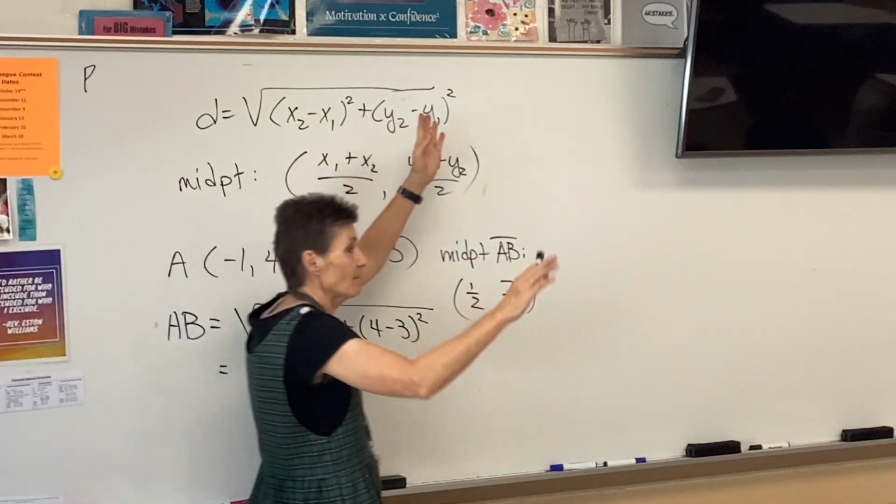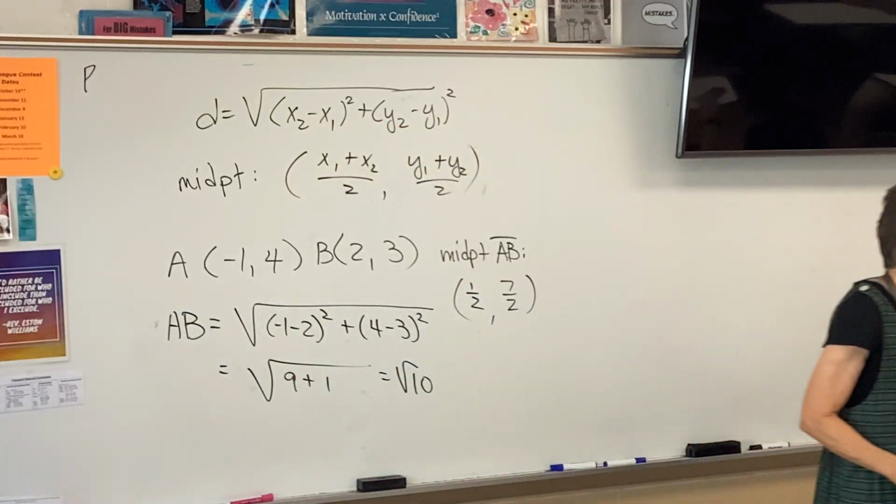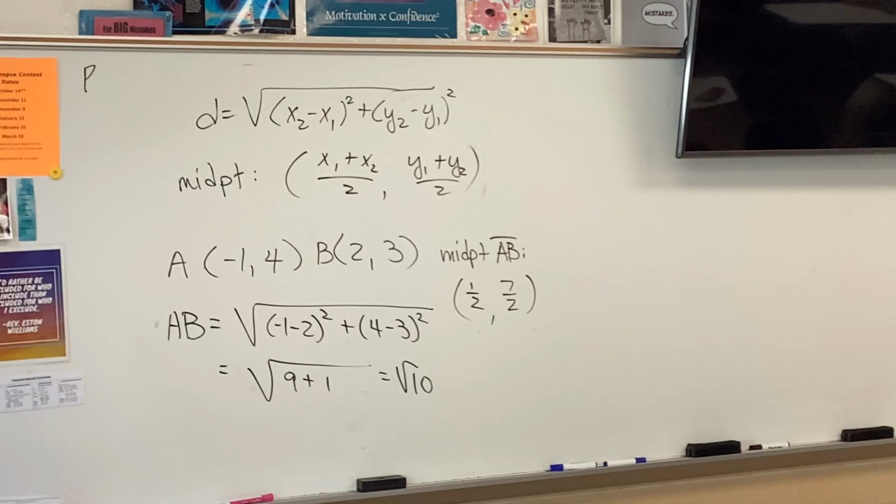Now remember, I hear some conversation out there. When you're subtracting, the order really doesn't matter because you're going to be squaring the answer. So I wrote in my formula x2 minus x1, but in my math I did x1 minus x2. It doesn't matter because when you square, the order doesn't really matter. I did it fast. I got root 10, right? And then I got 1/2, 7/2. Is that right? Okay, you good with that?